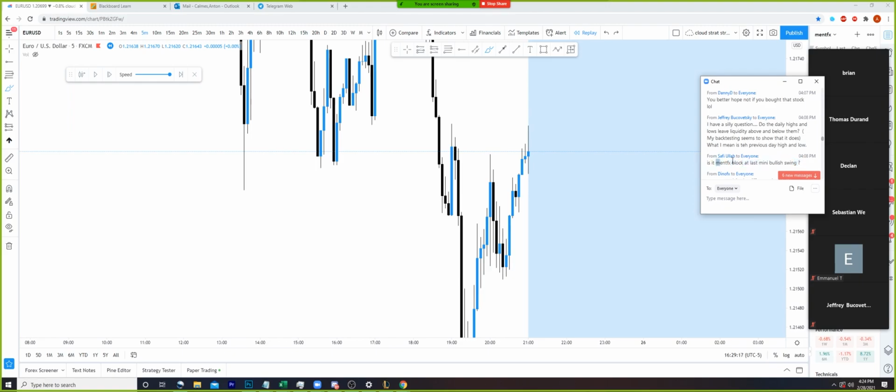Is the MentFX block at last a mini bullish swing? Can you phrase that a little bit better for me? I didn't really understand that. Can you explain the difference between a MentFX block and supply and demand zones? MentFX blocks are bigger moves and supply and demand zones not so big.